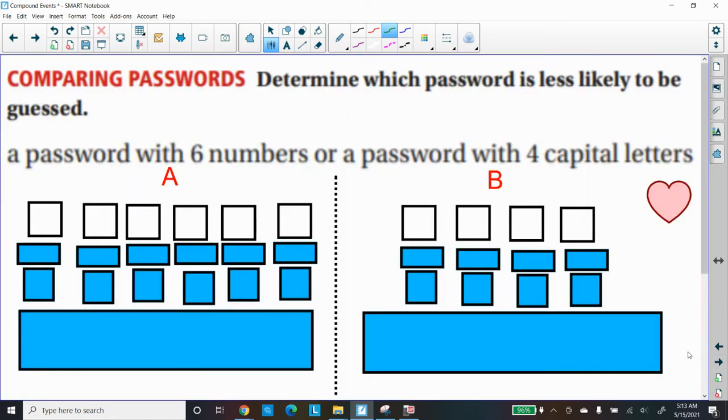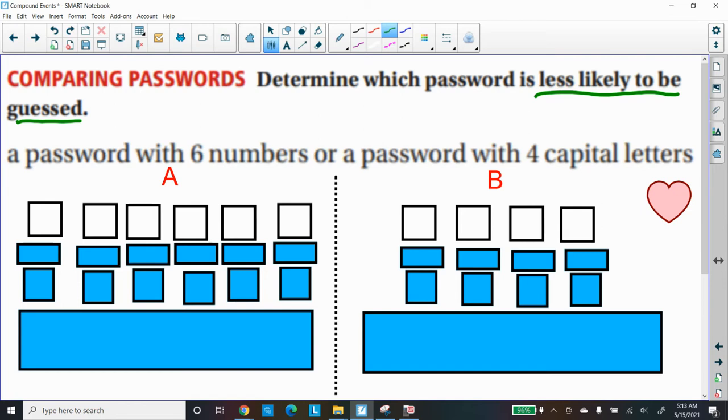Let's move on. Comparing passwords. We were talking about passwords a second ago, and we want to determine which password is less likely to be guessed. You don't want anybody to guess your password, so you want a strong password. Which likely will be the password you would choose? Here's your choice. Choice A, a password with 6 numbers, or a password with 4 letters, capital letters.